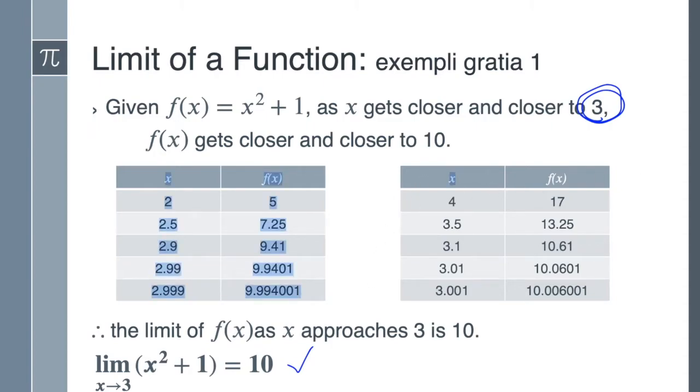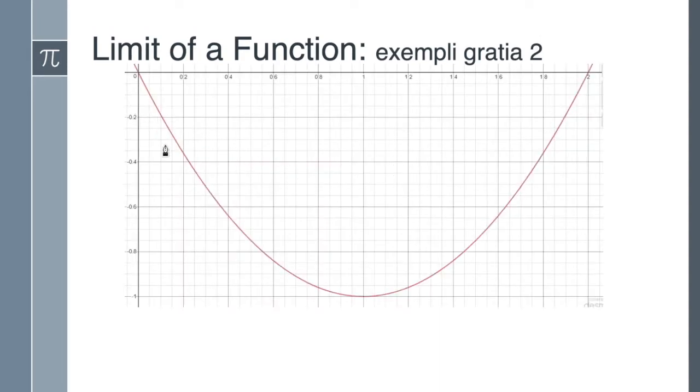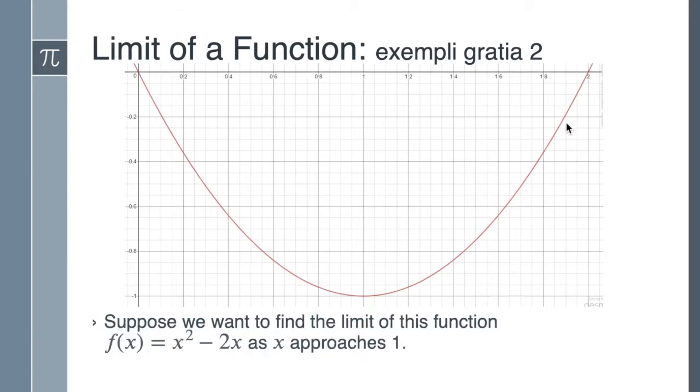Okay, next up, example number 2. So how about if we're just given the graph, not the equation of the function itself, the graph of the function. Suppose we want to find the limit of this function, f of x equals x squared minus 2x as x approaches 1. So where's 1 in our x-axis? Here it is. This 1.